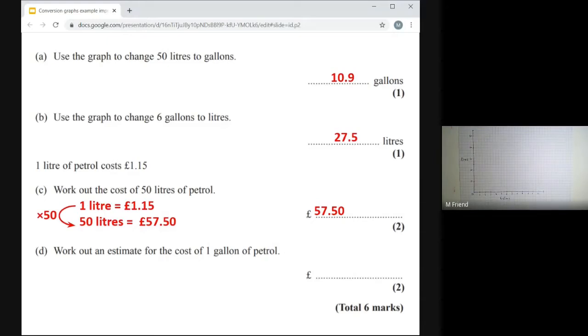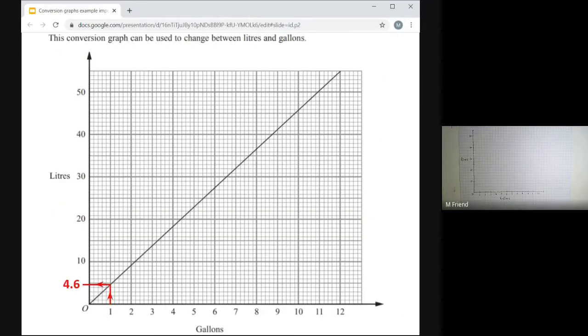Part D, work out an estimate for the cost of 1 gallon of petrol. Now, I haven't got enough information here yet because the question was only telling me earlier how much a litre costs. And I don't know how much a gallon costs. So I probably ought to use the graph to switch the gallons into litres. So let's try that. When you look up 1 gallon, it's 4.6 litres, give or take. Maybe when you do it, you think that looks more like 4.5. Maybe you think it looks more like 4.7 or something like that. It's about 4.6.